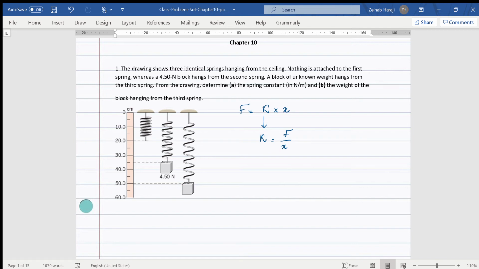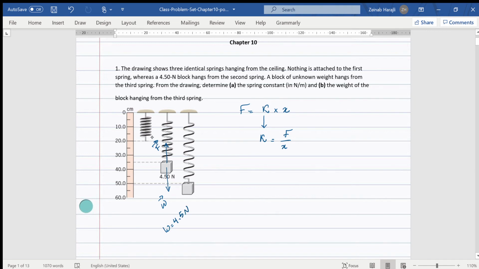Now, we know that the tension force here is going to be equal to the weight hanging from the spring, since we have equilibrium. So the tension force will be equal to the weight, and we know that the weight has a magnitude of 4.5 newtons for the second spring.